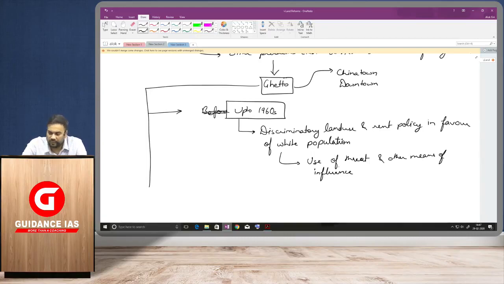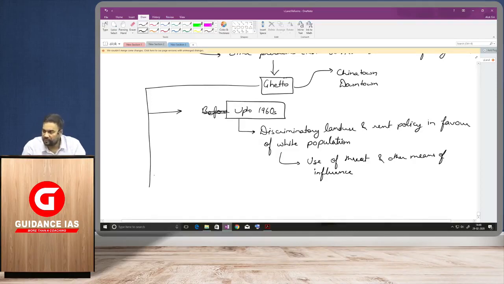As a result, the black people were not given place in the good, better developed colonies. The only place they could find accommodation was such downtowns or Chinatowns. As a result, the concentration of Asians and blacks increased in these downtowns or Chinatowns. Up till this time, mainly it was the black population, because Asian migration at that time was comparatively slower. Okay? So that was the situation.